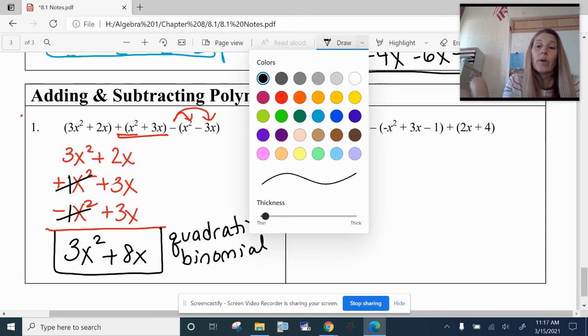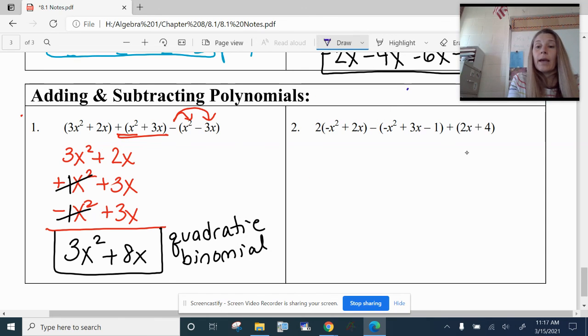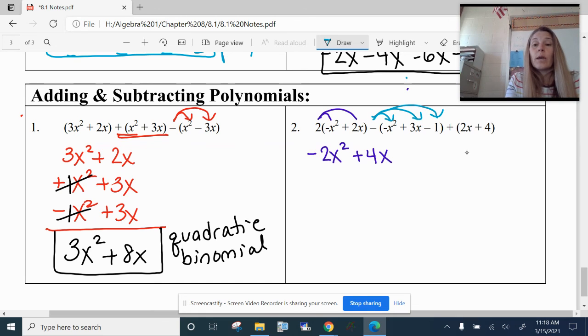All right, now with this last problem here, I want to make sure that I have to distribute this 2 first. So 2 times negative x squared would be negative 2x squared, and 2 times 2x is going to be positive 4x. Now when I go to the next polynomial here, I have a negative, so I'm subtracting, which is really just distributing that negative first and then lining up all the like terms. So negative times the negative will make that a positive x squared. Negative times 3x will make that a minus 3x. And then minus the negative 1 will make that a positive 1.